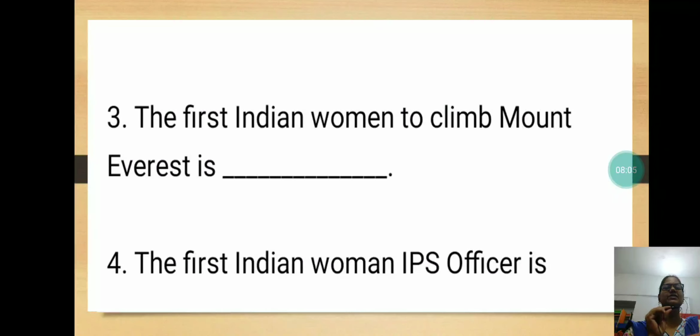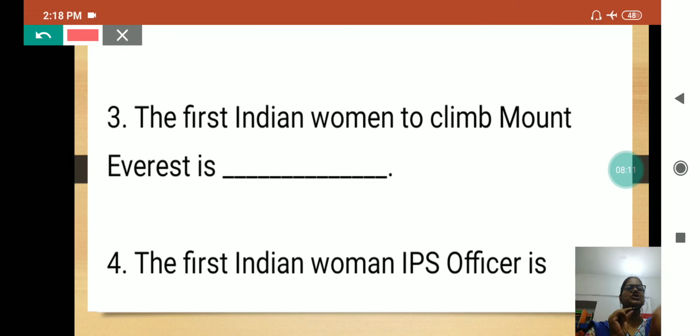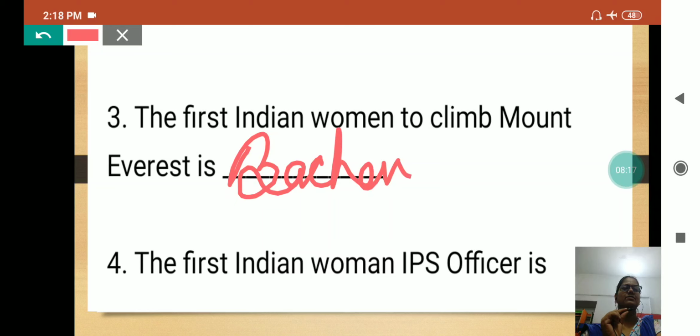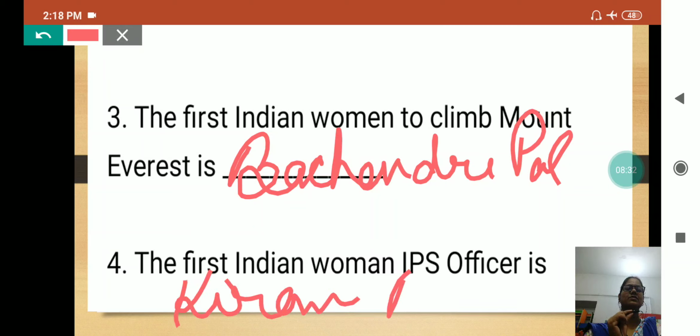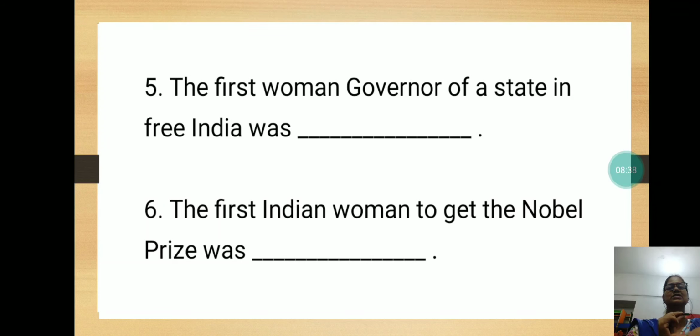Now we will go to next slide. The first Indian woman to climb Mount Everest, and she was Bachendri Pal. And the first Indian woman IPS officer is Kiran Bedi. We will go to the next slide. The first woman governor of a state in Free India. And who was she, my dear? The first woman governor.